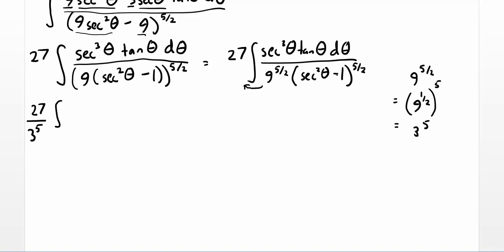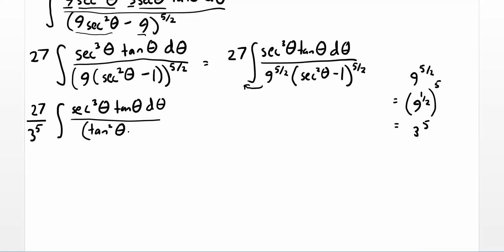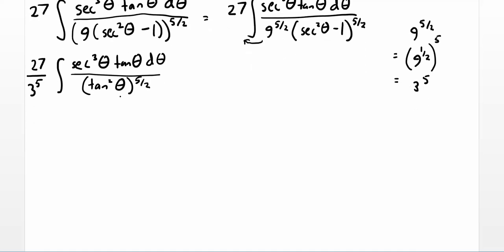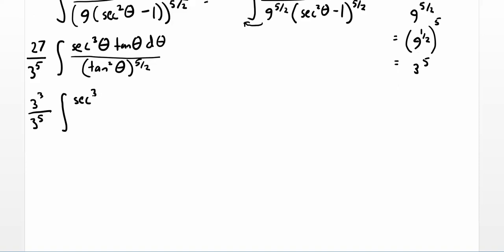Now, secant squared of theta minus 1, that's tangent squared, that's a trig identity. This becomes tangent squared theta to the 5/2. 27 is 3 to the third over 3 to the fifth times the integral. You don't have to write out all of these steps, but I just write them out to be a bit more clear. Okay. Tangent squared of theta to the 5/2.